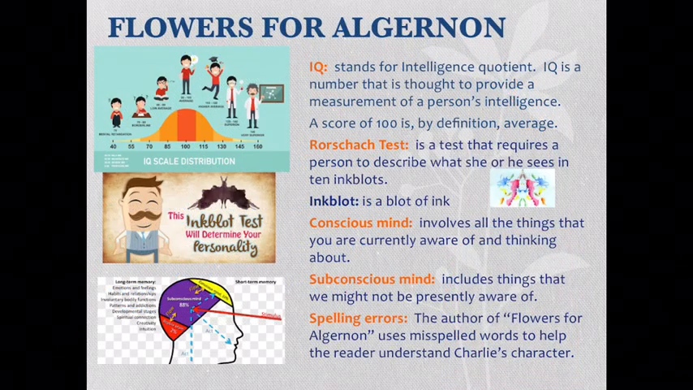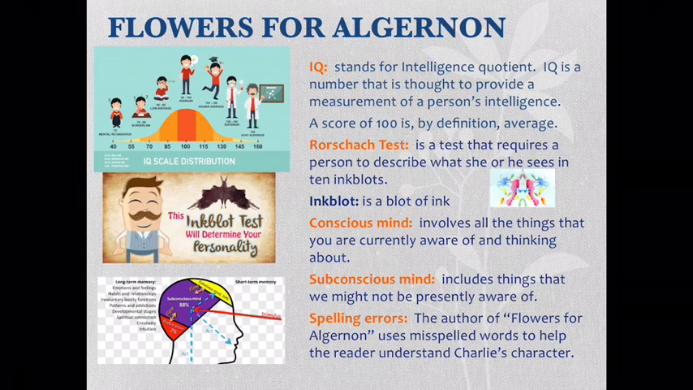Before you read, I want to talk about what is IQ. IQ stands for Intelligence Quotient. IQ is a number that is thought to provide a measurement of a person's intelligence. IQ tests involve memory, reasoning, and numerical ability. A score of 100 is, by definition, average. Below 70 indicates retardation. Above 130 indicates an intellectually gifted person or genius. In the story, Charlie has to take the IQ test in order for the doctors to keep track of his improvement.